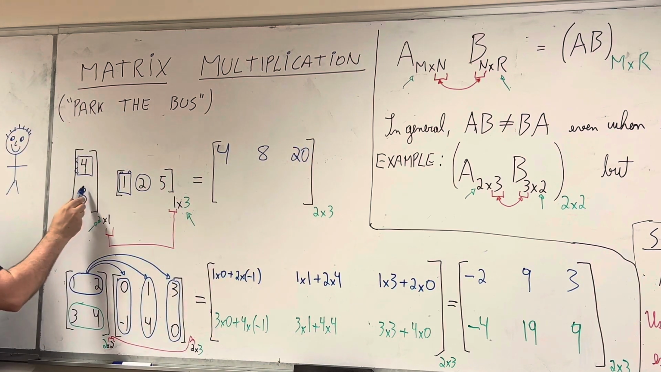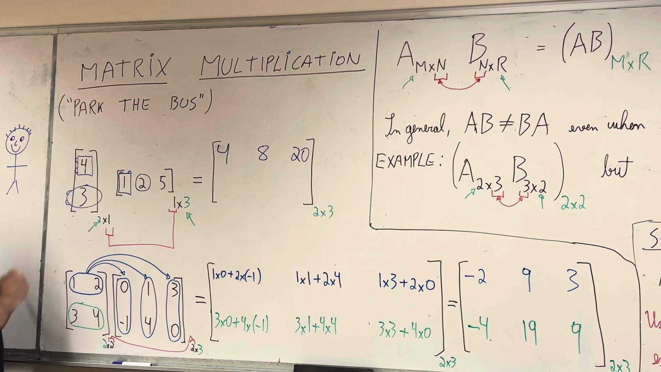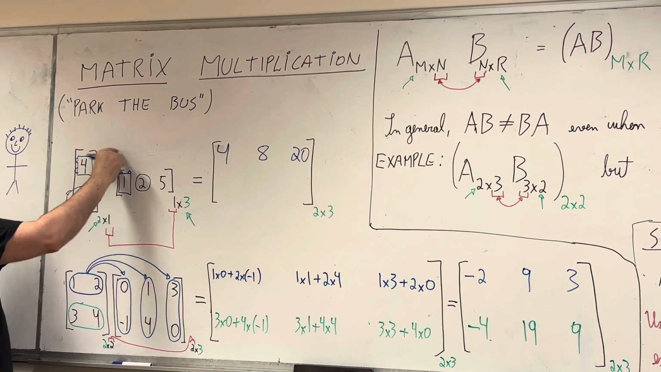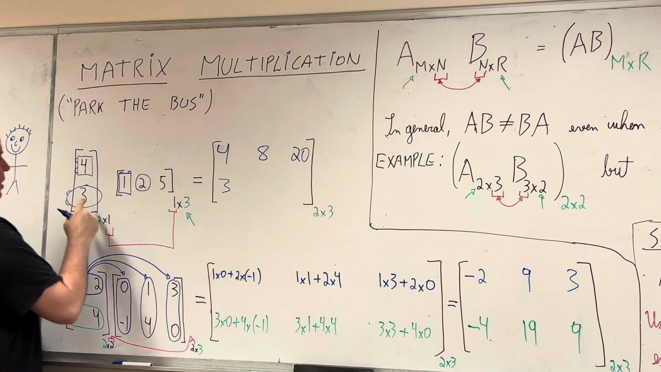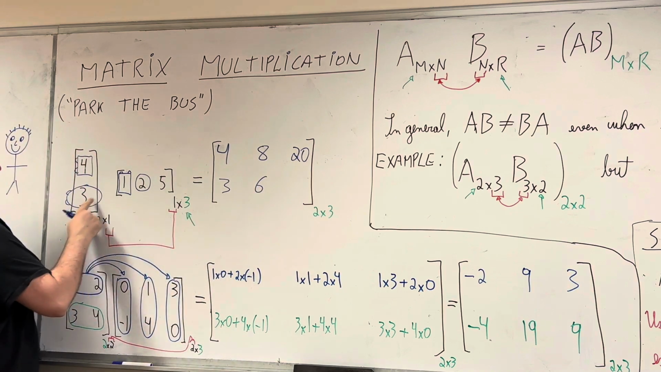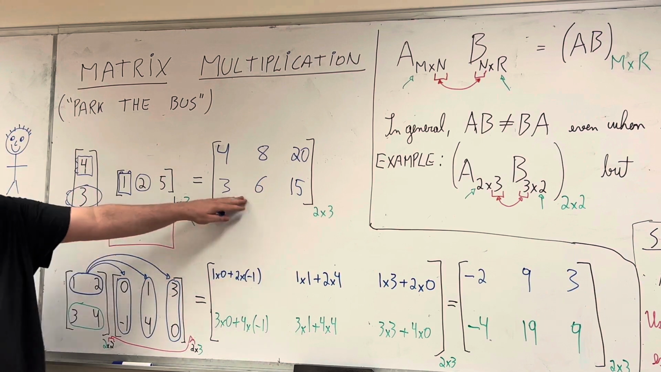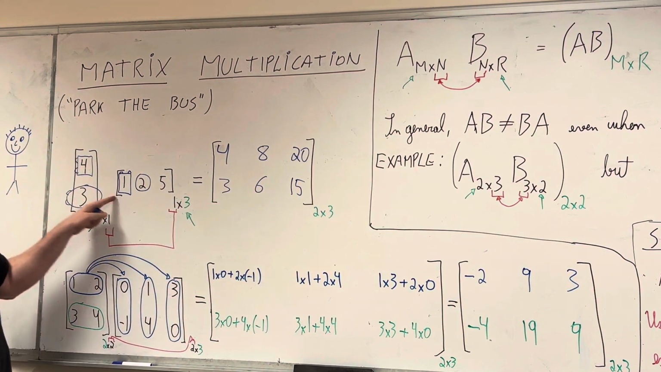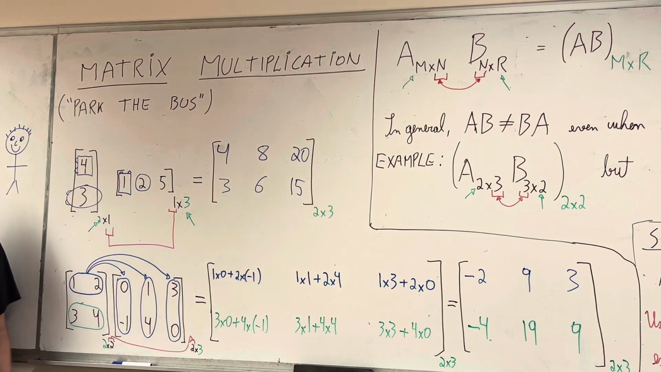Then I pick up this other bus here. This other bus is different, it's modern. Then this bus comes and parks here. 3 times 1, 3. 3 times 2, 6. 3 times 5, 15. So that's the resulting matrix. When you multiply this matrix by this matrix, that's what you obtain. Let's do a bigger calculation.